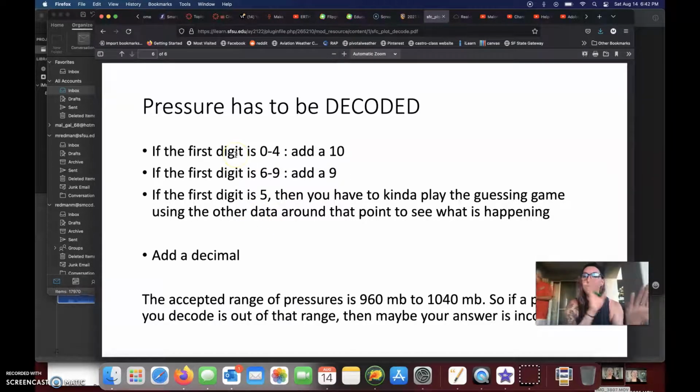So again, if your first digit is a 0 or a 4, then you would add a 10. But if the first digit is a 6 or a 9, then you add a 9, and then you always have to add that decimal there. And then a good rule of thumb is the accepted range of pressures is between 960 and 1040 millibars. So if the pressure that you decode happens to be out of that range, then maybe you have to rethink this one.